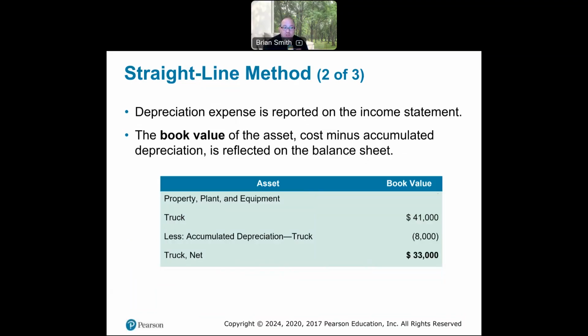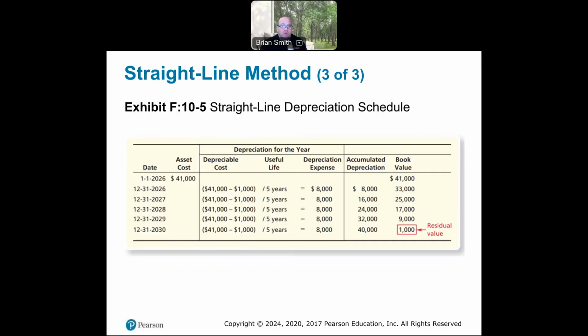So when we look at this, we're looking for our book value, which is going to be the net of the amount of the truck with the accumulated depreciation. So net of the accumulated depreciation, our truck's value or book value is $33,000. That's after year one. After year two, the accumulated depreciation would be 16,000, and then the truck's net would be affected thusly to $25,000, and so forth until the last year we're depreciating it. Here's an example of what we're looking at. It's a good structure to follow if you want to use to do your depreciation schedules for straight line.